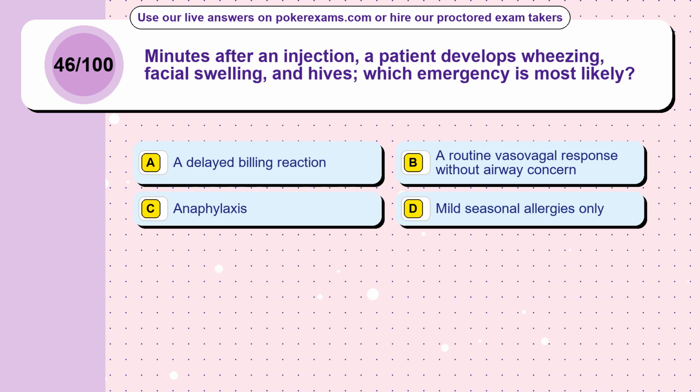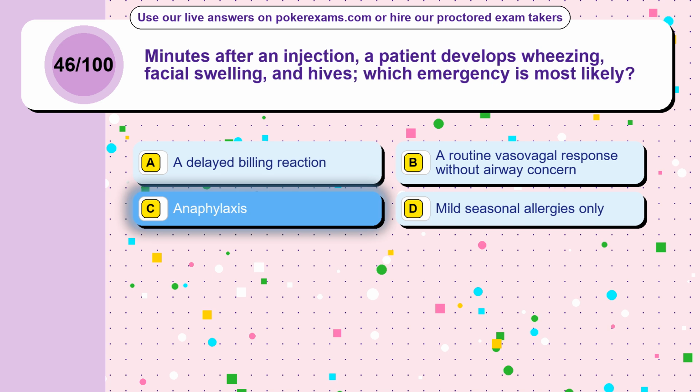Question 46. Minutes after an injection, a patient develops wheezing, facial swelling, and hives. Which emergency is most likely? Option A. A delayed billing reaction. Option B. A routine vasovagal response without airway concern. Option C. Anaphylaxis. Option D. Mild seasonal allergies only.